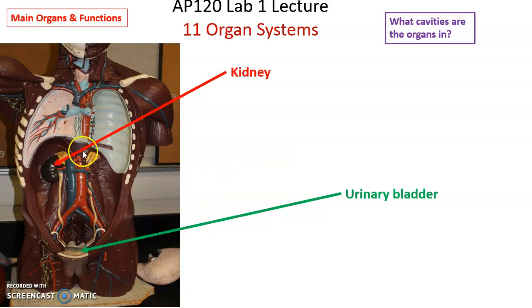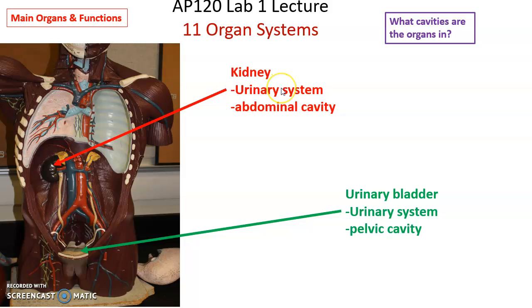Continuing on, we remove most of the abdominal pelvic organs. We can see the kidney. There should technically be two kidneys, a right and a left kidney, but in this model, the left kidney is missing. And then way down here is the urinary bladder. Kidney, part of the urinary system, found in the abdominal cavity. Urinary bladder, found in the urinary system and in the pelvic cavity. Again, urinary bladder, 2 words, urinary bladder. If you write only bladder, it will be counted as wrong. And that is it for the organs you need to know.